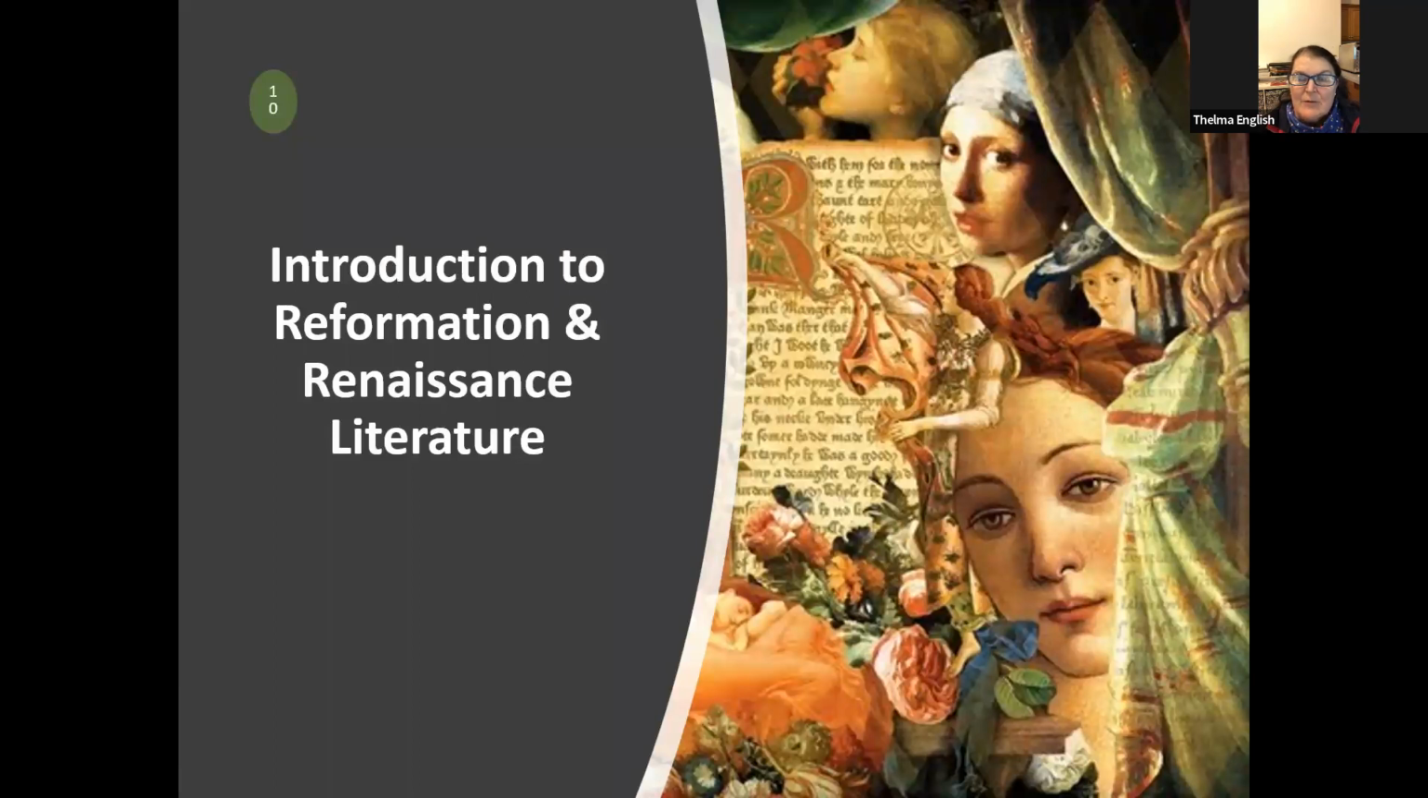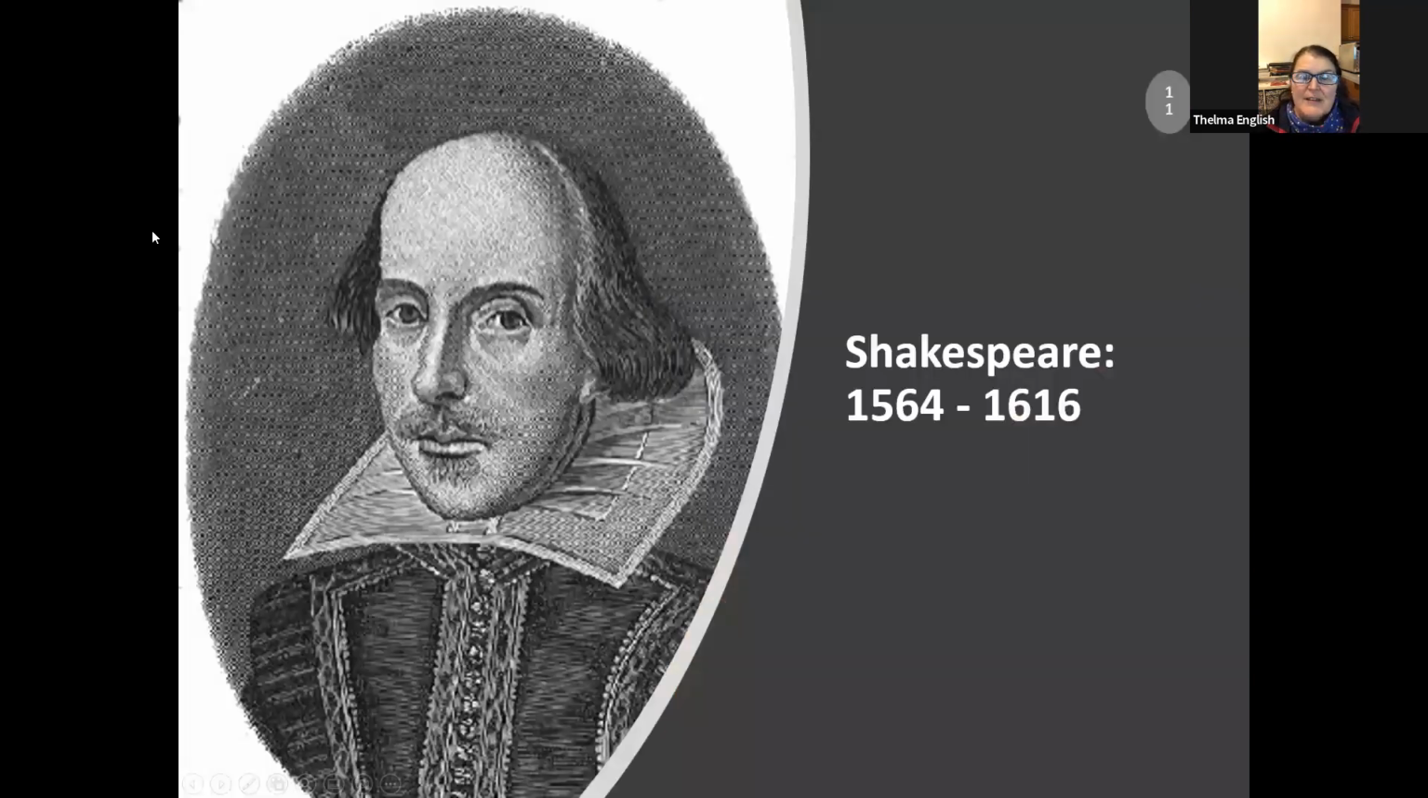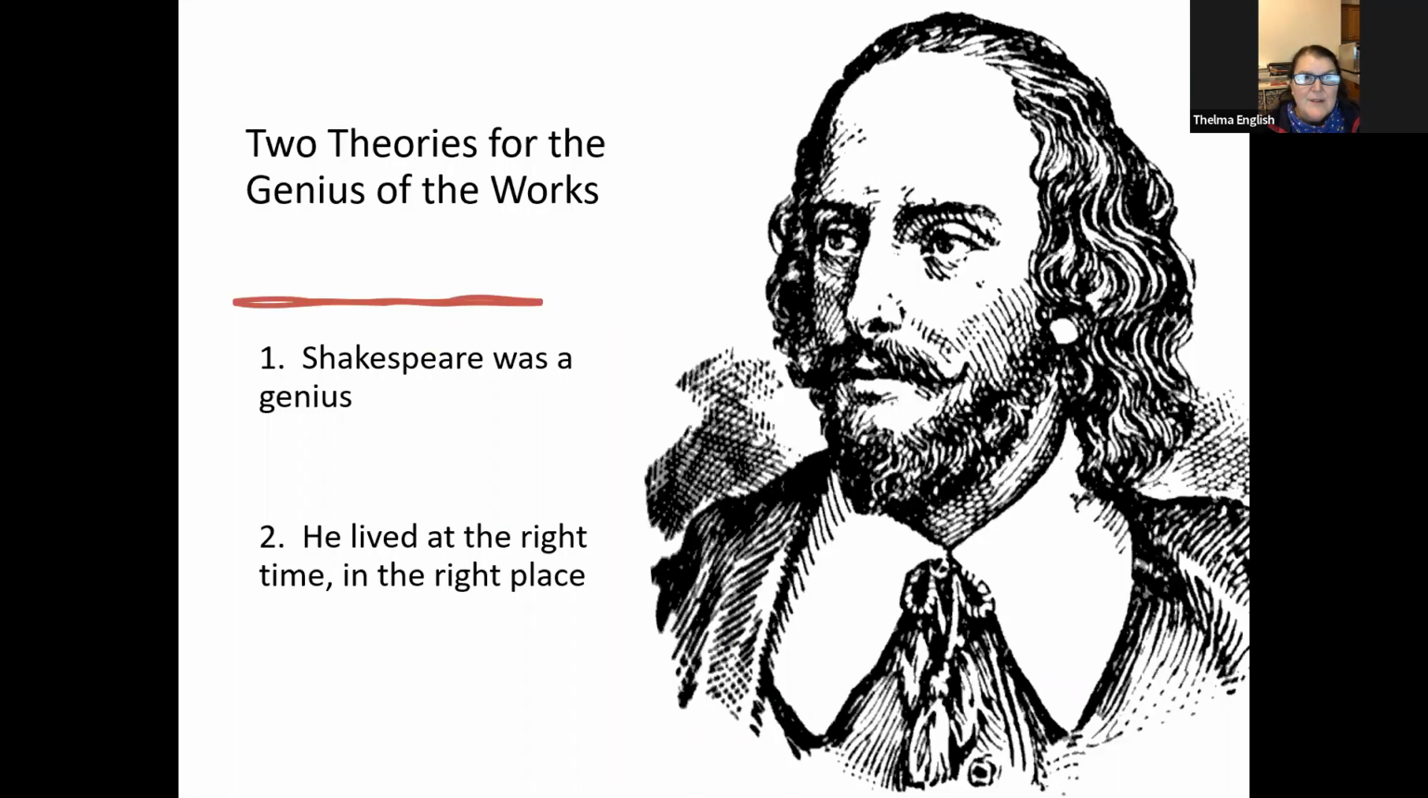All right, we're looking at Reformation and Renaissance literature. And what on earth is that? We know it's kind of flowery, beautiful things. The first thing to talk about is Shakespeare. This is a small review of Shakespeare's work from last week that we talked about, the two theories for the genius of his work. Was he a genius, or did he just live at the right time at the right place? And I believe that both are true.